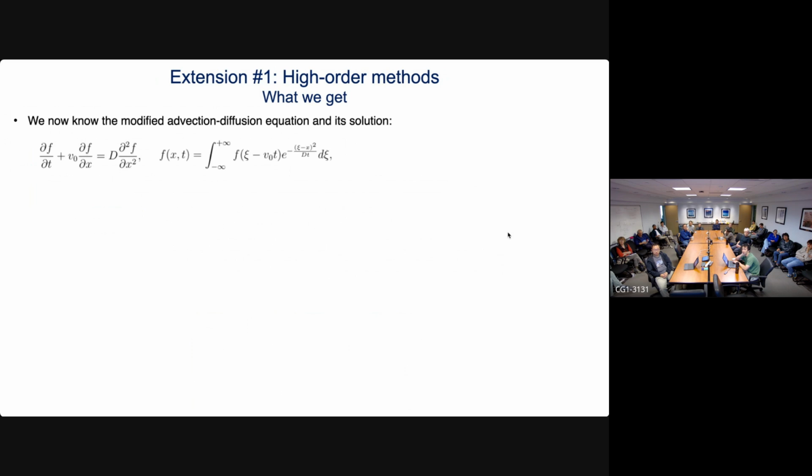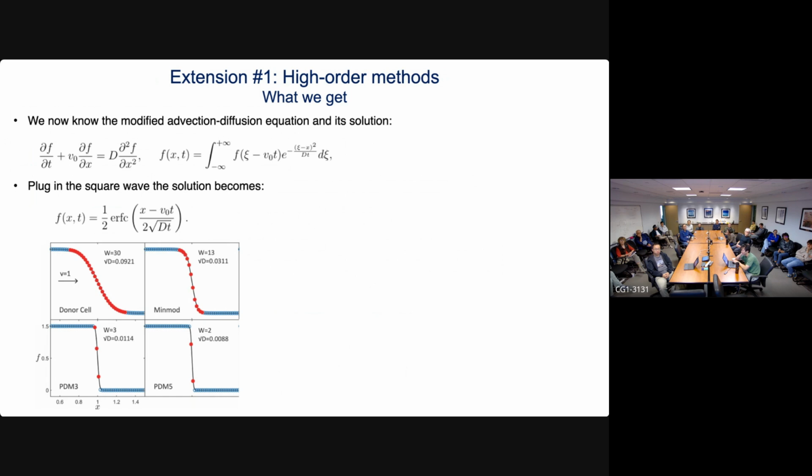So now we can quantify the improvement by comparing the low order method with the high order method. We know the solution of the advection diffusion equation we solve. If we simply solve the square wave equations, we can have an analytical solution in the form of an error function.